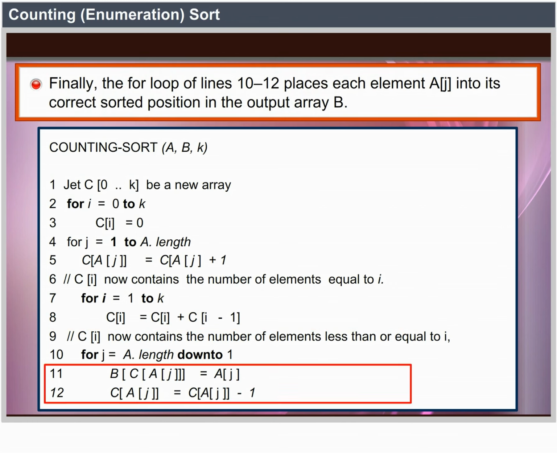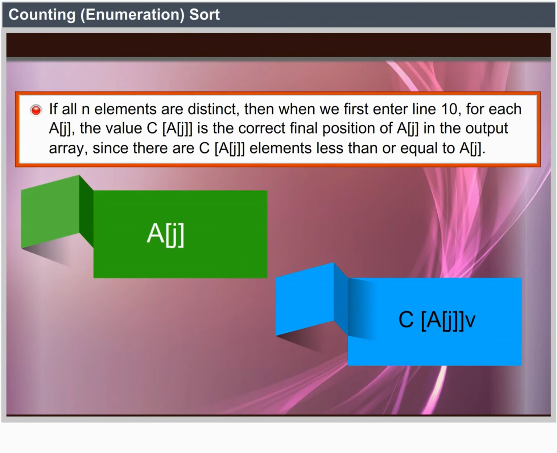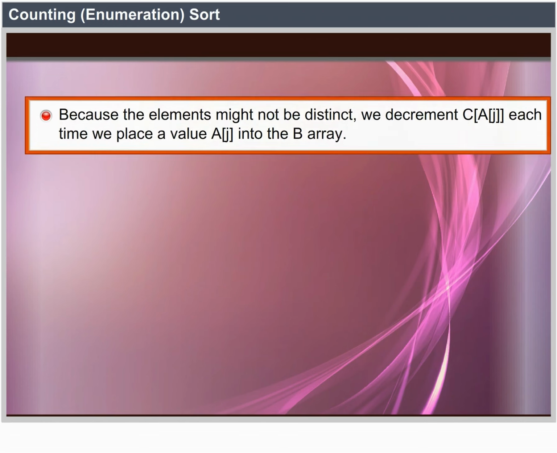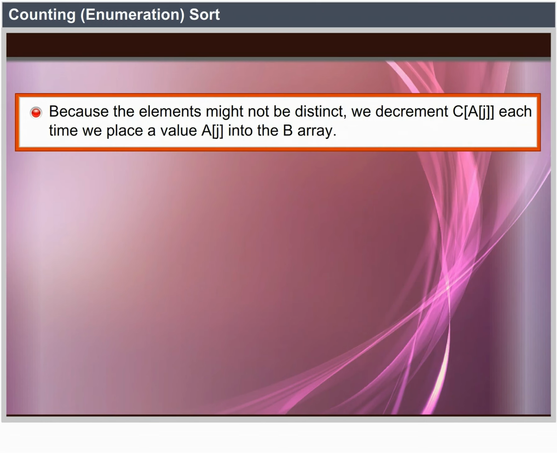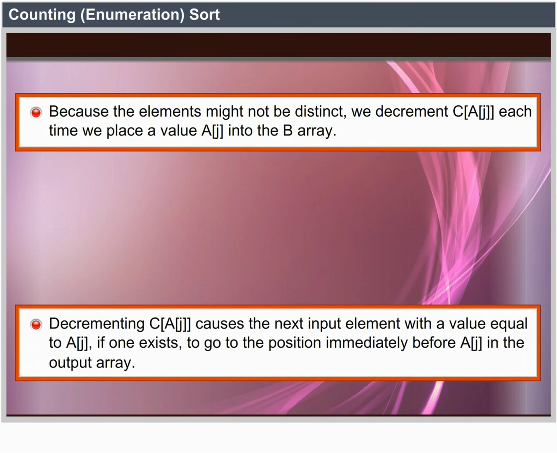If all n elements are distinct, then when we first enter line 10, for each A[j], the value C[A[j]] is the correct final position of A[j] in the output array, since there are C[A[j]] elements less than or equal to A[j]. Because the elements might not be distinct, we decrement C[A[j]] each time we place the value A[j] into the B array. Decrementing C[A[j]] causes the next input element with a value equal to A[j], if one exists, to go to the position immediately before A[j] in the output array.